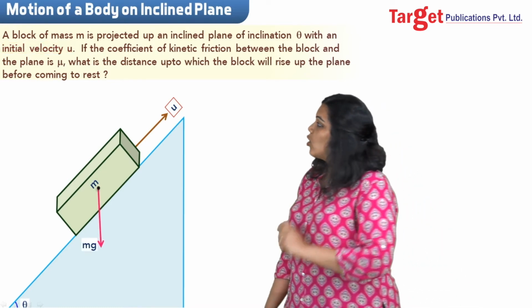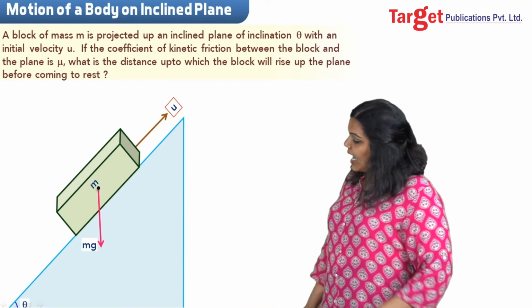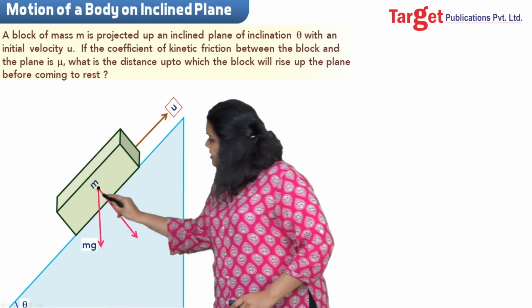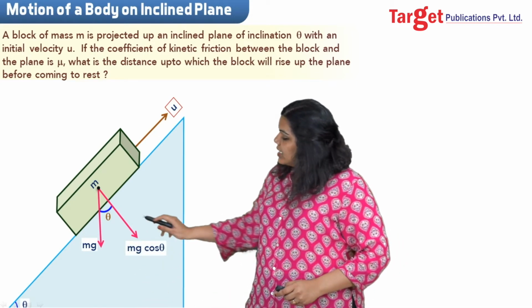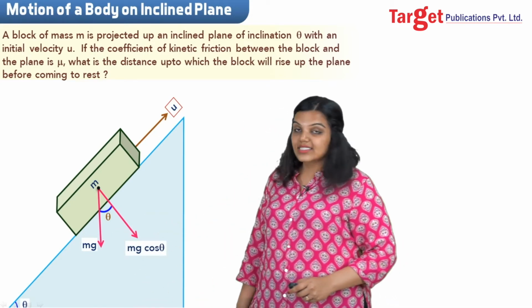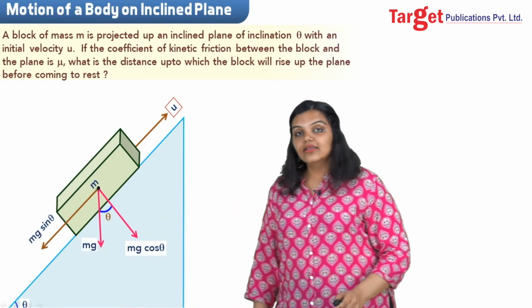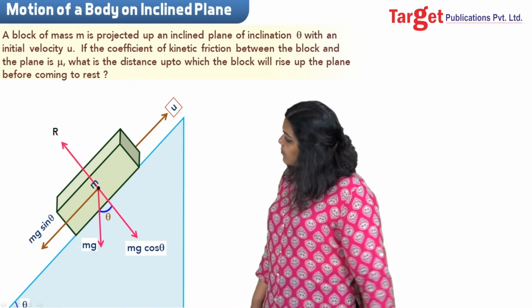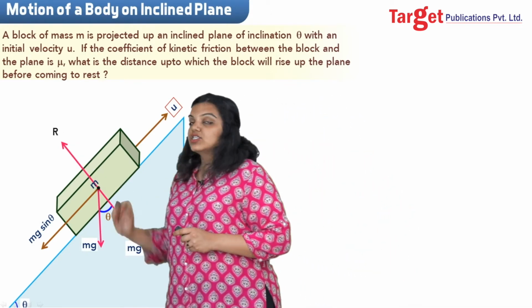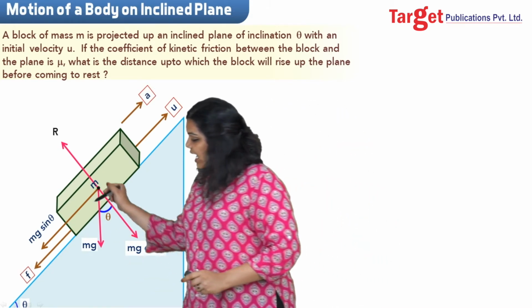So quickly let's draw a free body diagram. I have the weight acting downwards, mg, and as before, if this is theta, then this is also theta, and I'm going to resolve the weight into two components. One is mg cos theta perpendicular to the plane, one is mg sine theta parallel to the plane. But take a look at what is different in this sum. I have the normal reaction R as always, but the frictional force is acting downwards.